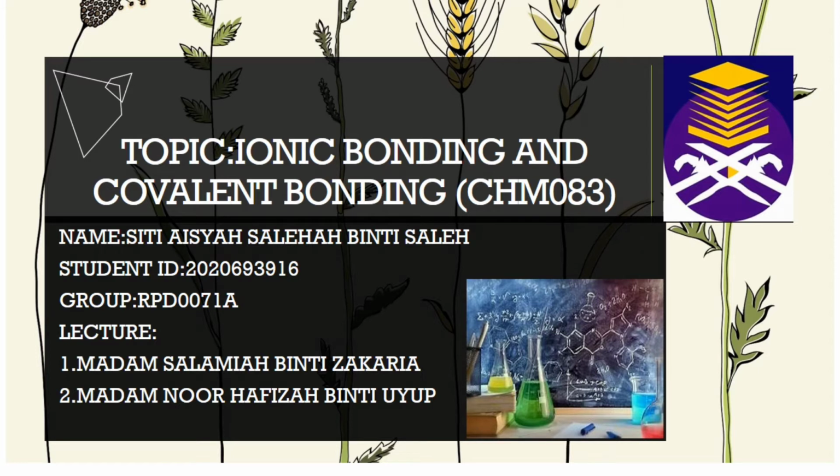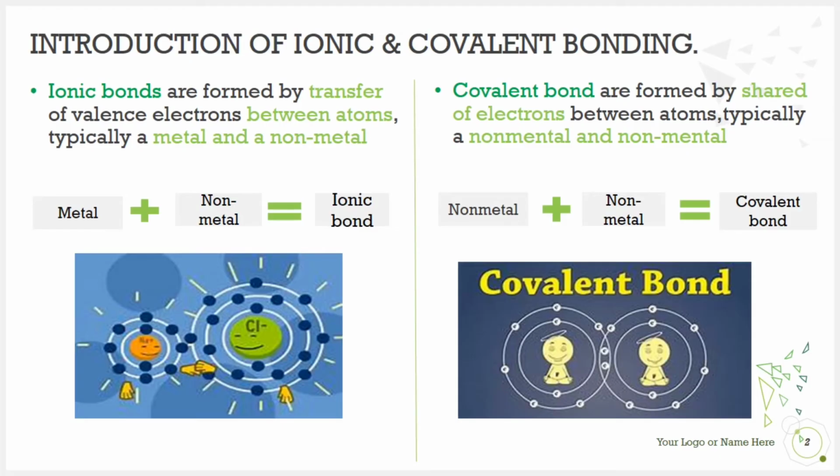So, the topic that I will present today is about ionic bonding and covalent bonding. Introductions of ionic and covalent bonding. Ionic bonds are formed by transfer of valence electrons between atoms, typically a metal with a non-metal atom, while covalent bonds are formed by sharing of electrons between atoms, typically a non-metal with a non-metal atom.